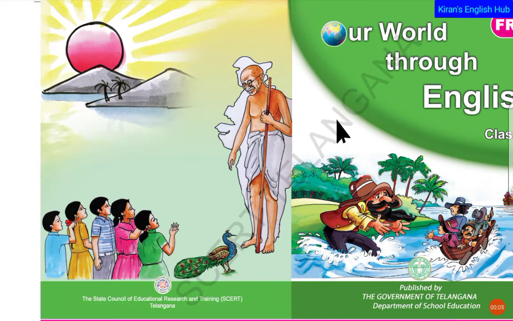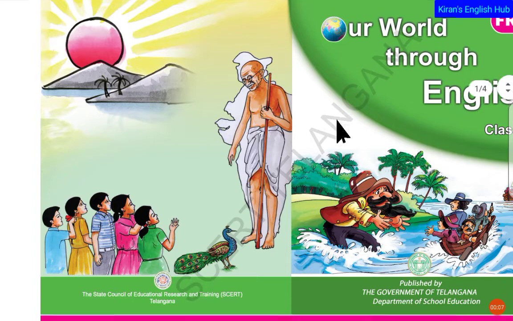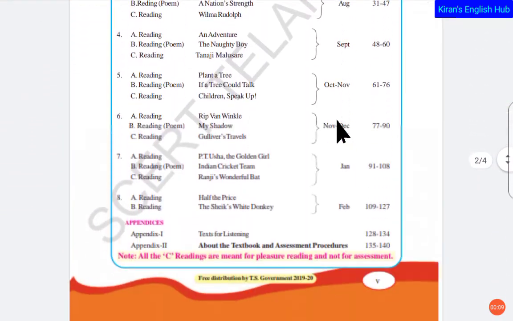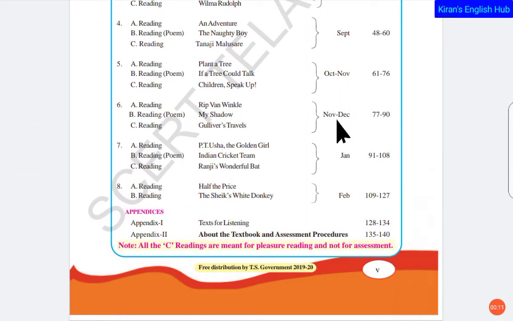So we are continuing with the summaries of 6th class English, and in this video we shall go through Unit 5 Reading C, that is Children Speak Up. So far we have completed up to Unit 5 Reading A and B. Till Unit 4 it is completed, and Unit 5 up to A and B is completed, and you can see those videos in the playlist of 6th class.